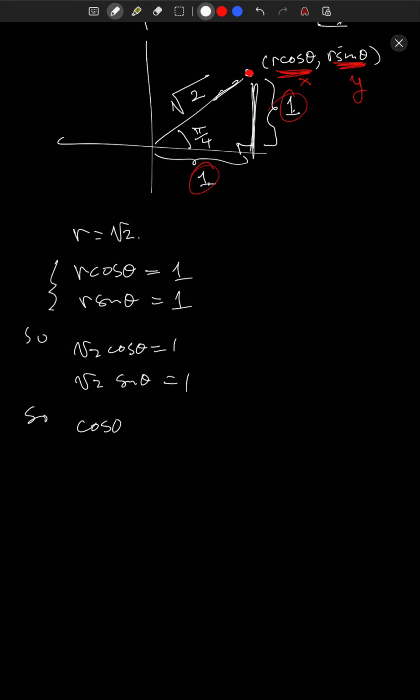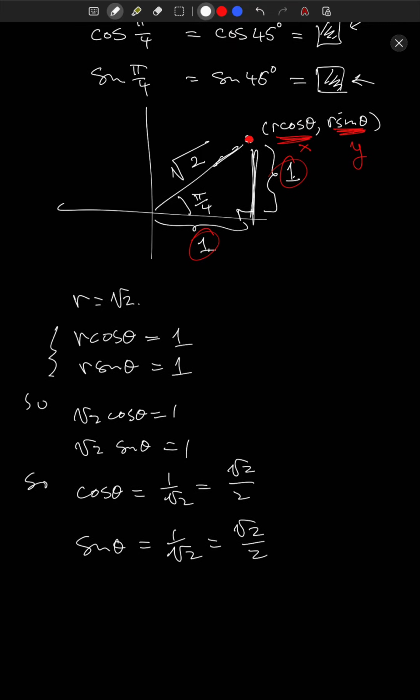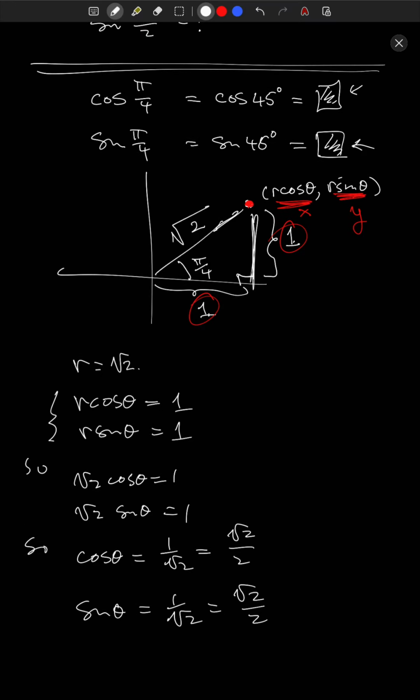And so cos theta is equal to 1 over root 2, which you can simplify as root 2 over 2. And sine theta is equal to the same number, root 2 over 2. Okay. Actually, all my thetas are pi over 4, right? Maybe I go back and change them all to pi over 4, because we're specifically working with just this angle here, pi over 4. Okay. 45 degrees.